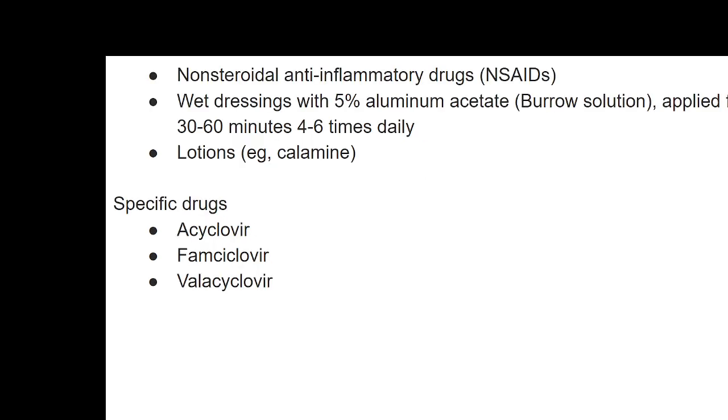Now, the principles of the treatment from the modern point of view: in general, herpes zoster is considered self-limiting. Even without treatment, it would subside. But to reduce the symptoms, the usual drugs prescribed are non-steroidal anti-inflammatory drugs to reduce the pain, wet dressings with 5% aluminum acetate or Burow's solution to reduce the discomfort in the area, or certain lotions like calamine lotion.